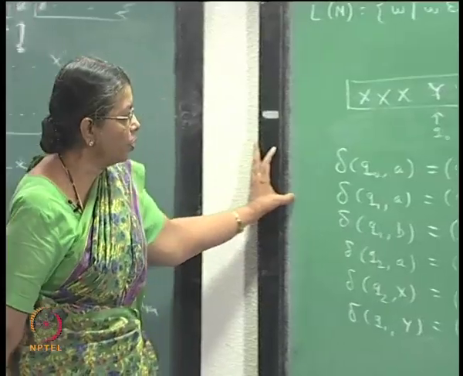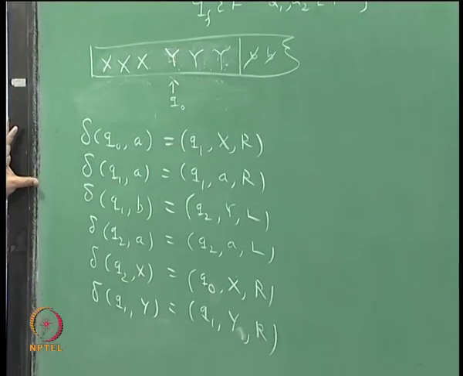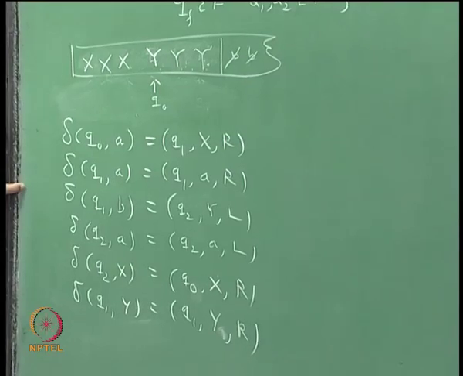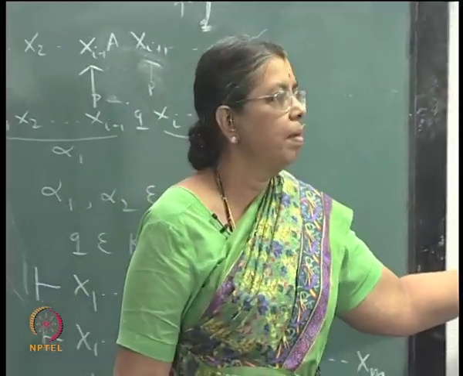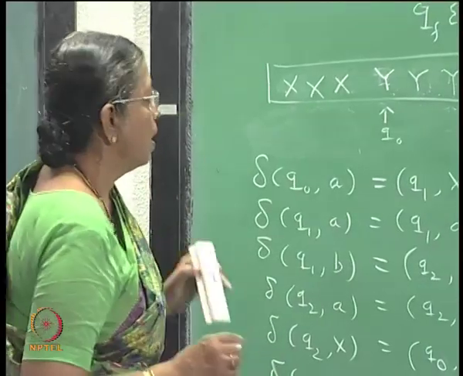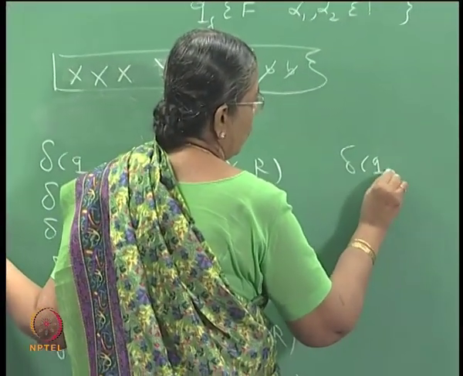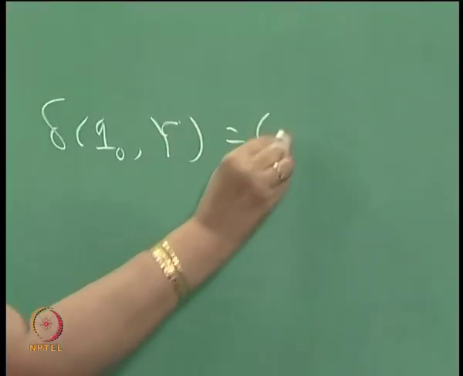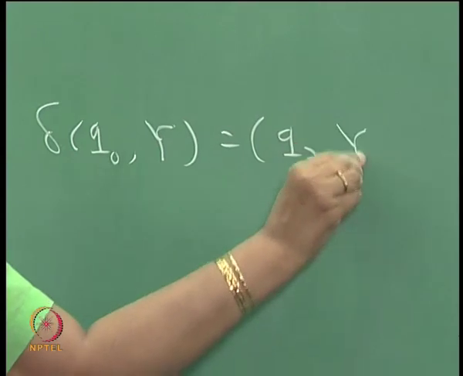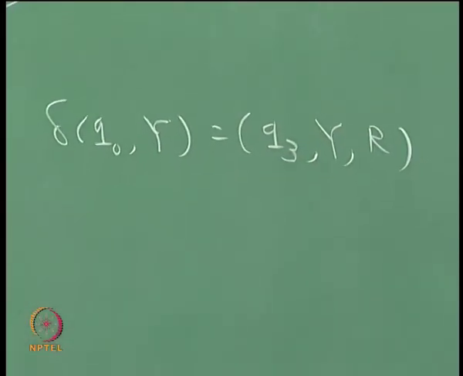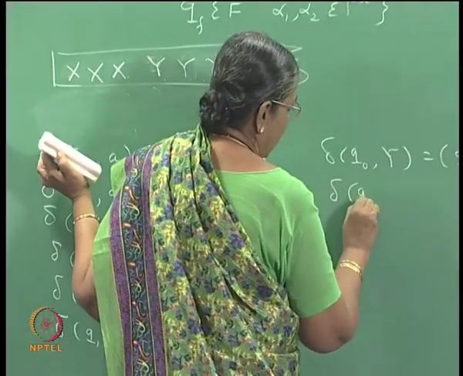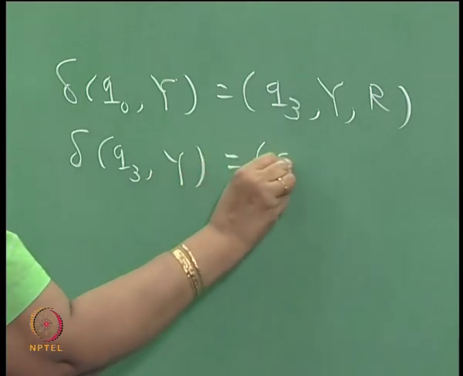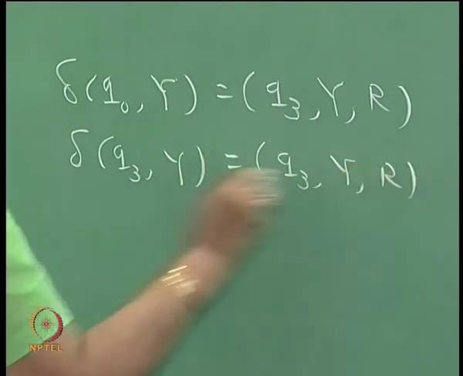Now, in Q naught it is supposed to see an a to start the next pass, but what is it seeing? It is seeing a Y, that means it has exhausted all the A's. So, delta of Q naught Y is, it goes to another state Q3, Y R. Now, it must see that there are no more B's remaining. So, in Q3 it just passes over the Y's. So, delta of Q3 Y is Q3 Y R.